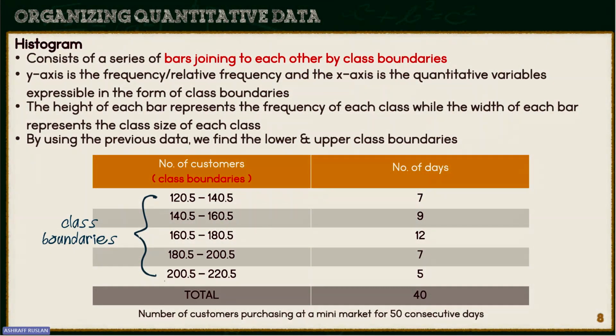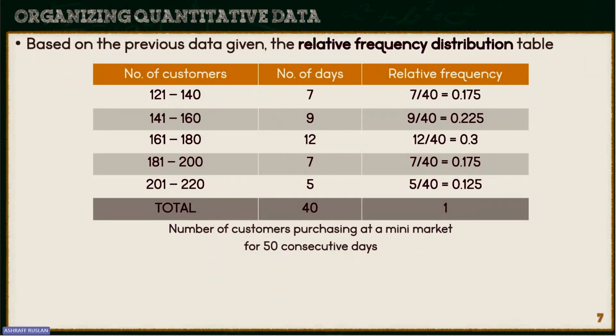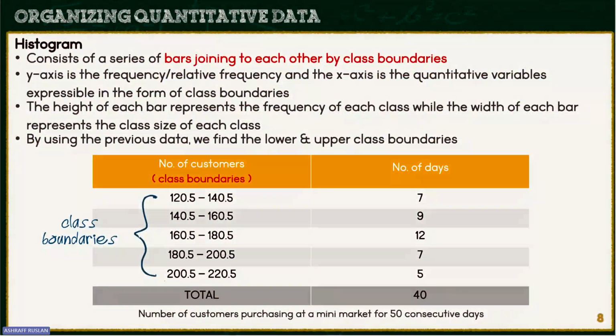Now let us move on to histogram. Okay, histogram ni paling-paling famous lah untuk presenting continuous data, quantitative data lah. Right. So it actually consists of a series of bars joining each other by class boundaries. So yang mencantumkan dia adalah menggunakan class boundaries, bukan class interval macam tadi kita nampak 121, 140.